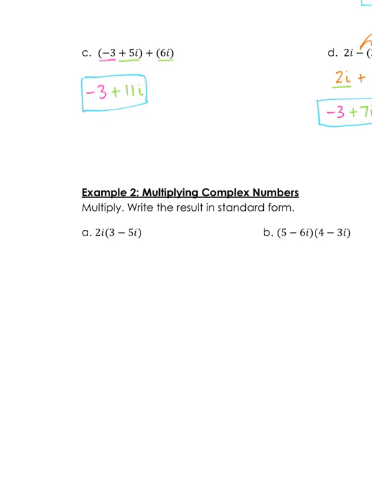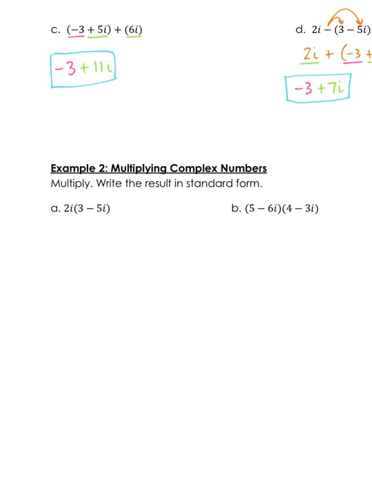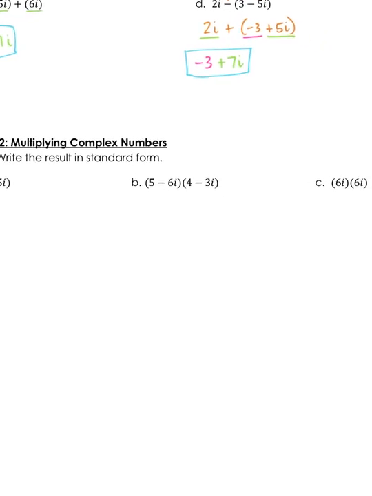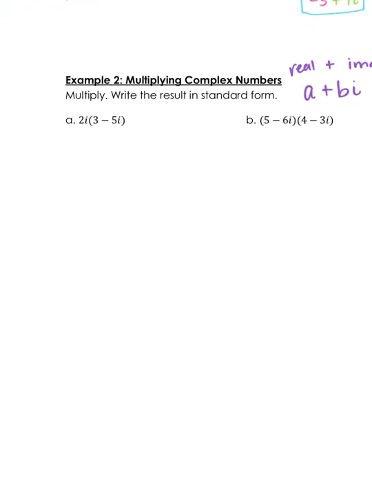Now, with multiplying, we're either going to distribute, or you can use FOIL, or you can use the box method. The important thing to remember is we're writing these in standard form. Standard form is a plus bi. So real plus imaginary, which is actually backwards from the way we're used to writing. We usually write the variable first and the constant last. But in this case, we do it the opposite.